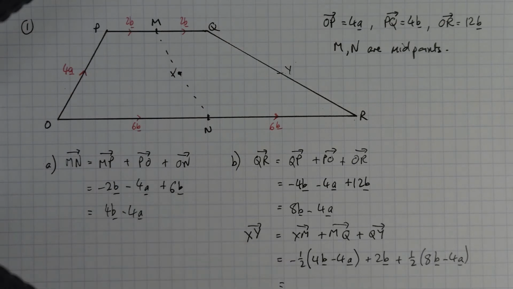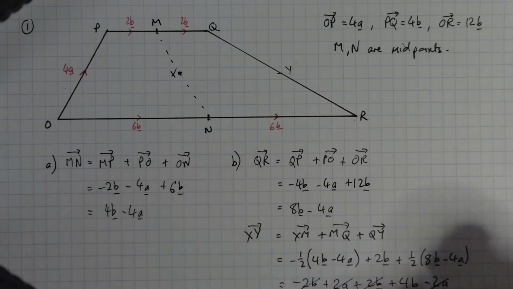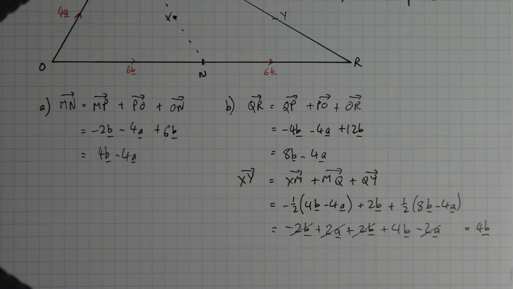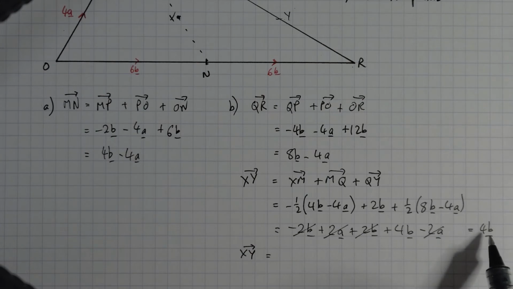Let's simplify this then. So that is minus 2B, minus here, careful, makes plus 2A, plus 2B, that's 4B, that's minus 2A. And what you might notice then is that the A's cancel out. I've got plus 2A minus 2A, minus 2B plus 2B. It's just 4B. Okay, it just ends up being 4B, which is great. I have now proved, well, I need to make the statement. I have proven that XY is parallel to OR because I've got that XY is only 1/3 of OR.